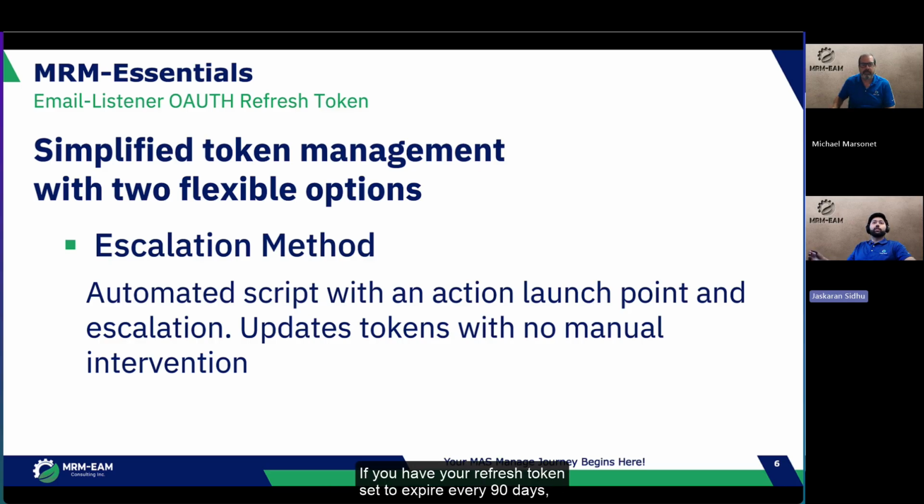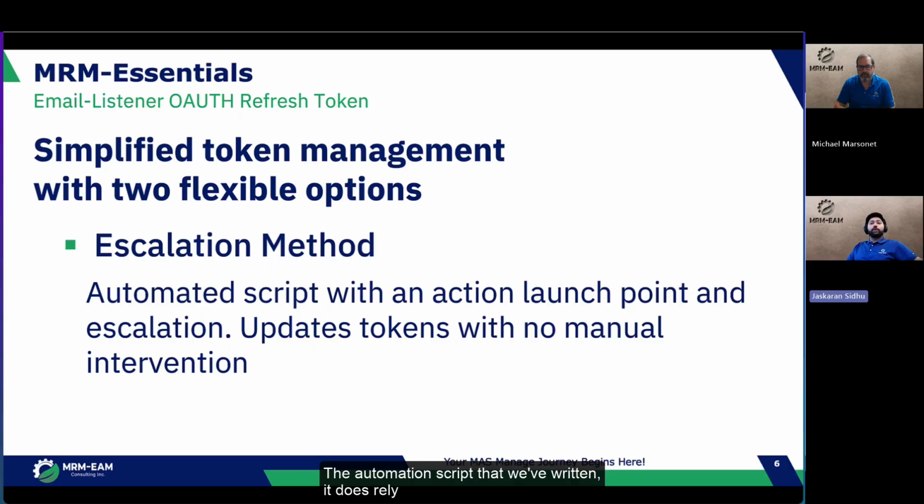If you have your refresh token set to expire every 90 days, it can be configured so that the escalation runs right before they expire on the 89th day. It would then update all the refresh tokens, and you would have working email listeners, and you don't have to worry about it. You don't have to think about it, and everything is kept up to date all the time.